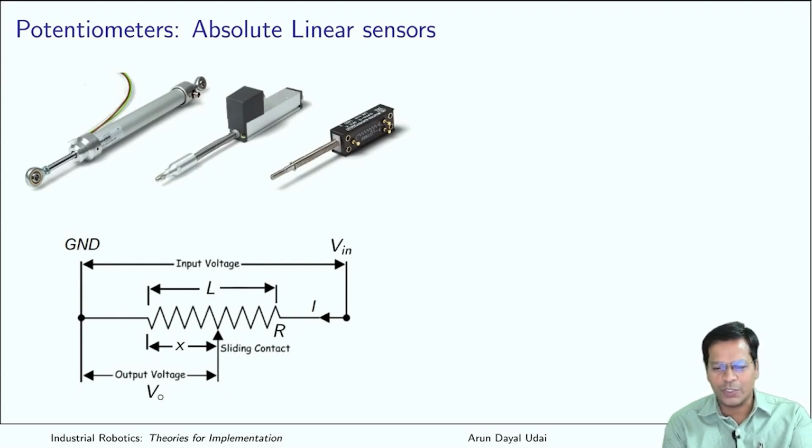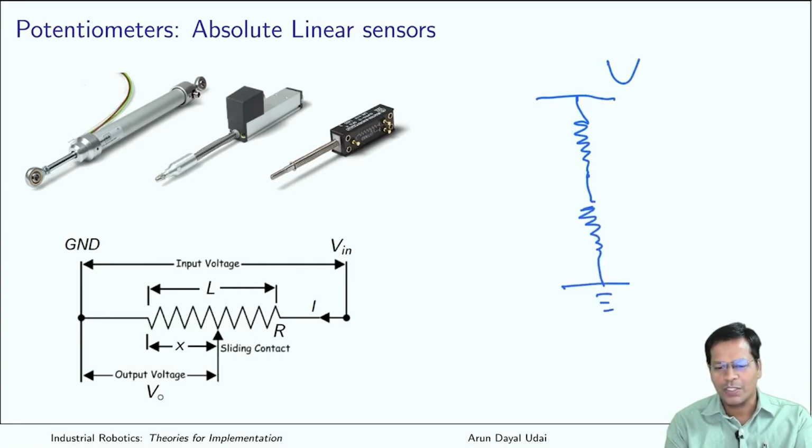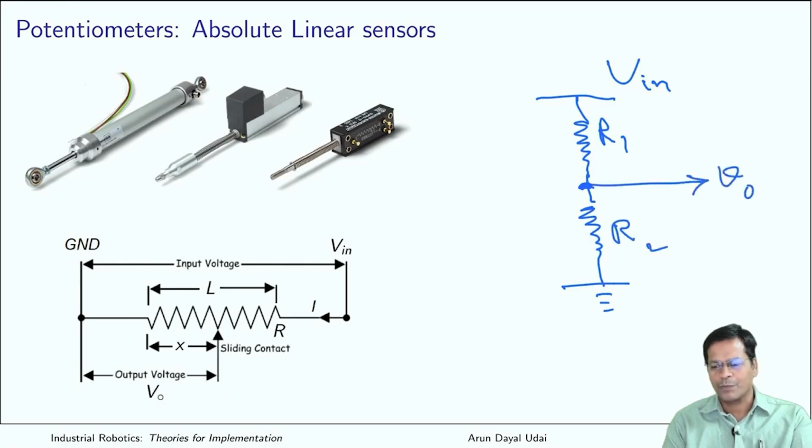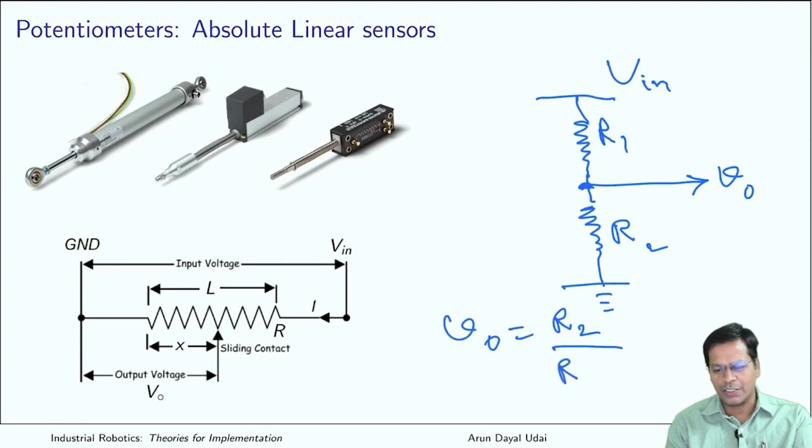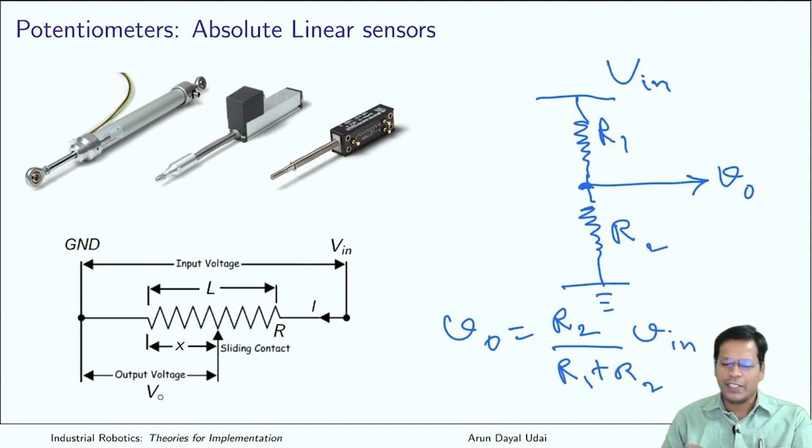I hope you know what a voltage divider is. You very well remember this fundamental thing. You have a voltage here, a resistance here, another resistance here, and this is your ground. You supply an input. If this is resistance R1 and this is resistance R2, what is the output voltage? It is given as VO equal to R2 divided by the sum of both resistances, R1 plus R2, times V input. This is very straightforward.